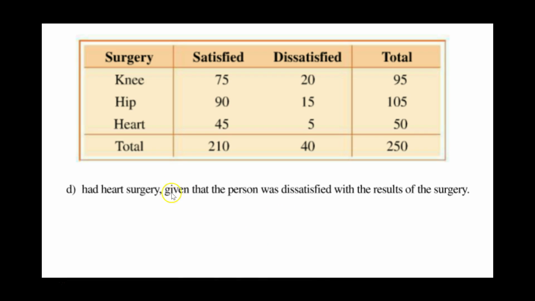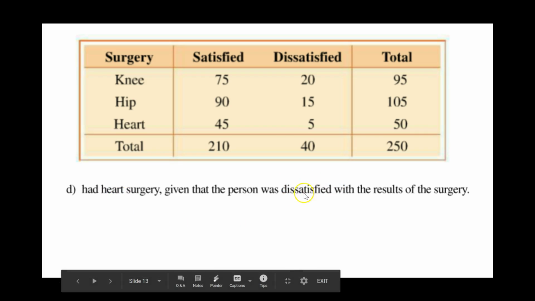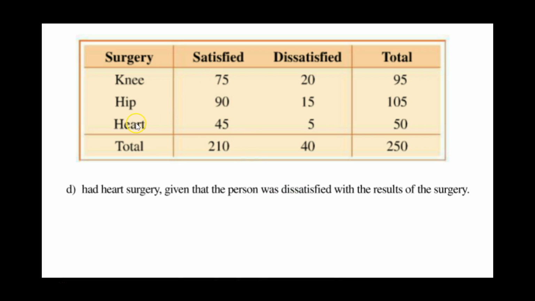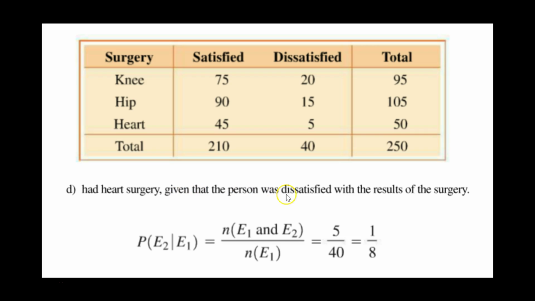Last one here, here's the given again. We need to figure out the heart surgery and the ones that are dissatisfied. So heart surgery and dissatisfied, there should be 5 that goes on top. The second part of the given was dissatisfied, so let's look at the total that's dissatisfied. The total will be 40 in the dissatisfied column. So we have 5 over 40.